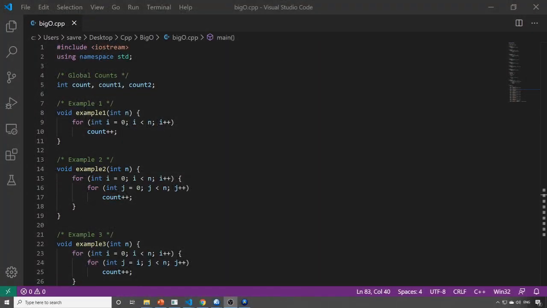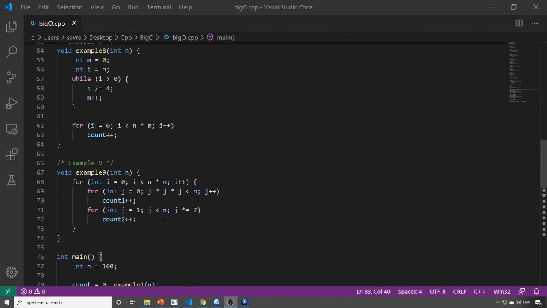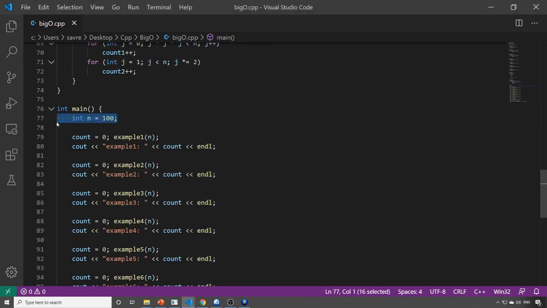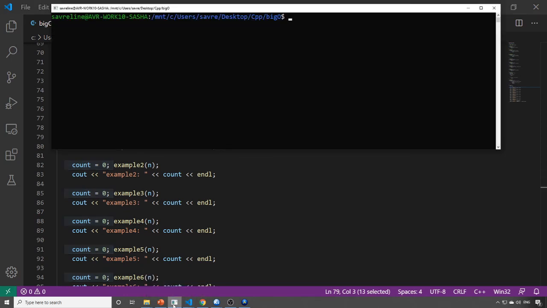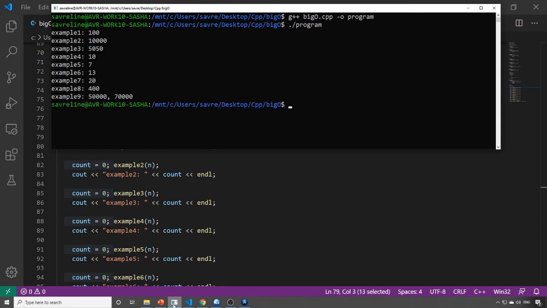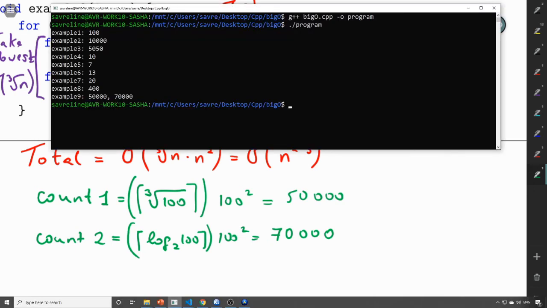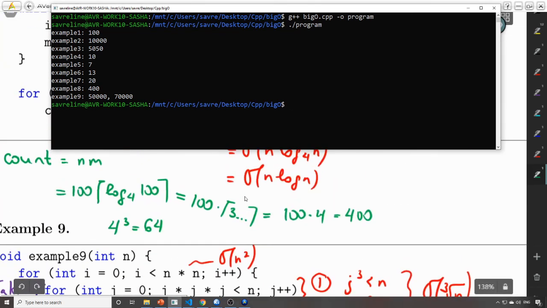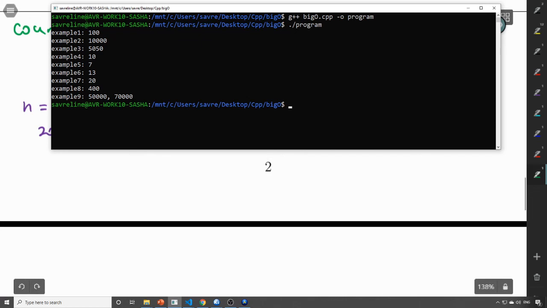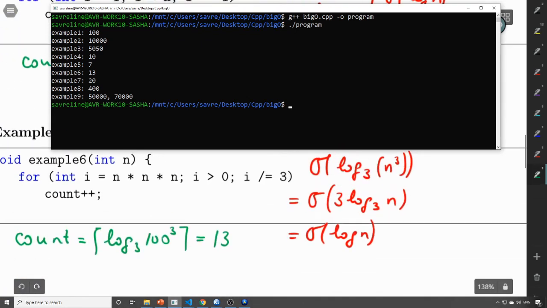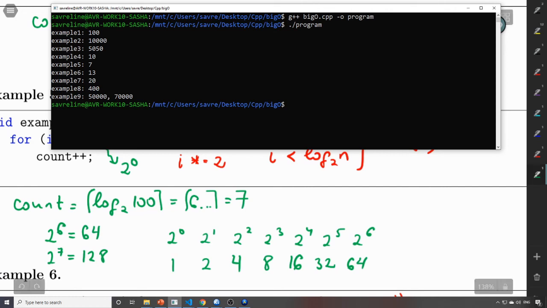So here in VS Code, I do have all of the examples. I run them from main, and I run them with n to be 100. I'm sure to reset the count prior to running each example. So let's compile and run things. And we do see that we get the numbers that we computed by hand, like the 50,000 and the 70,000 from the last example, and the 400 from the example prior to that, and then the 20, and the 13, and the 7, and so on and so forth.